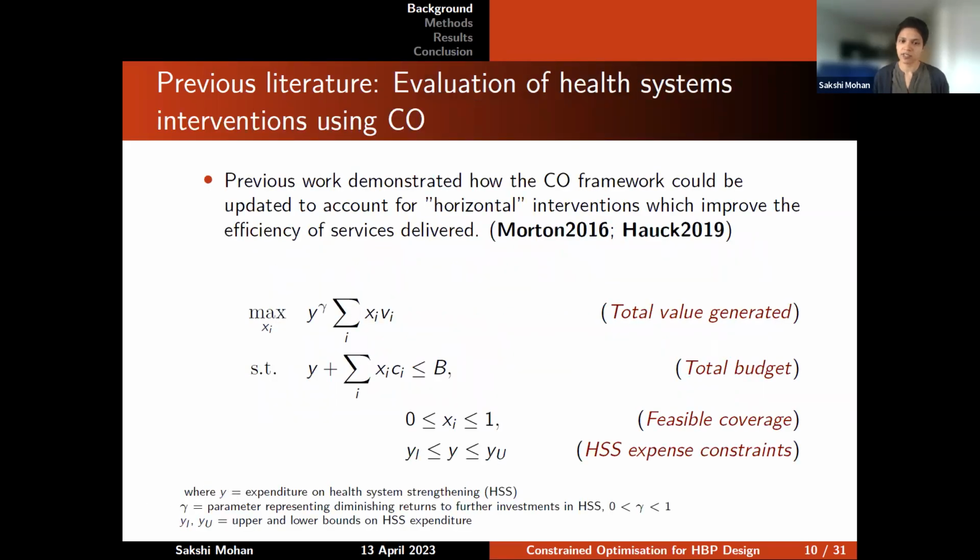We also have extensions of this framework. So here, for example, the framework has been extended to account for investments into health system strengthening or horizontal interventions. What happens here is that the objective function is updated to include Y, which is the expenditure on health system strengthening. And we assume that this scales the value of services delivered XiVi by a factor gamma, and the financial resource constraint here is just updated to accommodate this HSS expenditure. So instead of just having the cost Ci of delivering Xi, you also add Y, the expenditure on health system strengthening, to this, and this needs to be less than or equal to the total budget.